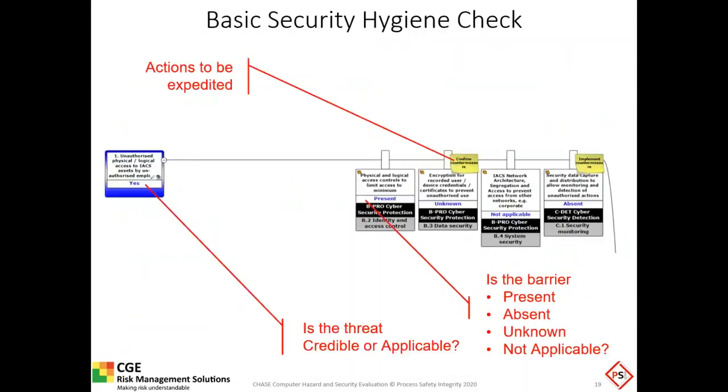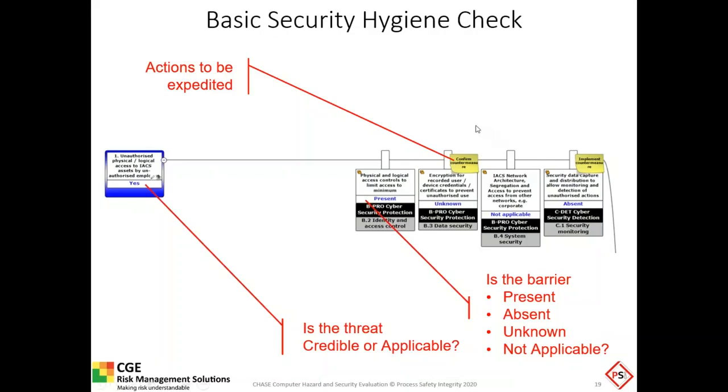A really simple, we've called it a security hygiene check. Using this OG86 bow tie, you can simply evaluate the threats. Are they credible or not to my scenario or to my systems? Are the barriers present? Are the barriers absent? Do I actually know whether the barriers are there or not, or do I not really need those barriers? So a simple yes, no check is a really quick assessment of the robustness of your cybersecurity measures.